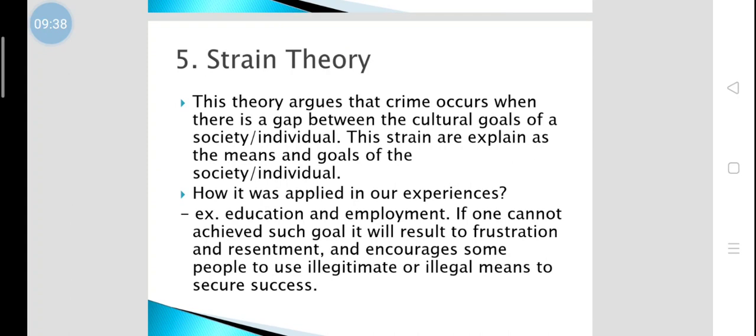Another one is strain theory. This theory argues that crime occurs when there is a gap between the cultural goals of a society or individual. These strains are explained as the means and goal of the society. How it was applied in our experiences: education and employment. If one cannot achieve such goal, it will result in frustration and resentment and encourages some people to use illegitimate or illegal means to secure success. See that? Kaya pagbutihin yung pag-aaral nyo para you use your own eligibility to enter in such job.